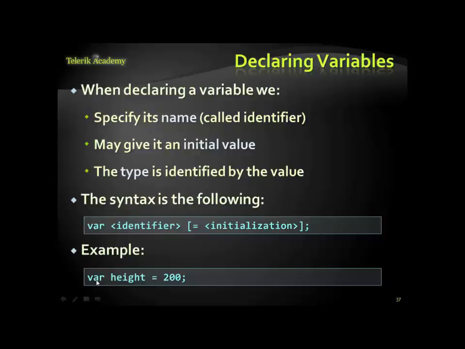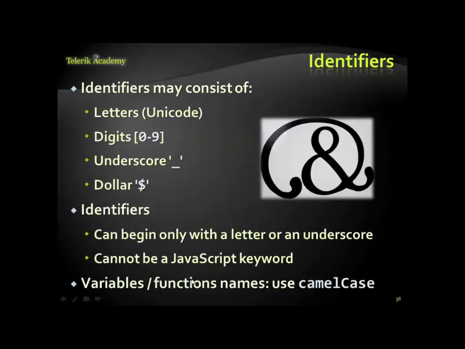As you can see here, the var, we put a variable called height, and we set its value to 200. Identifiers can be letters, underscores, numbers, digits, the dollar sign, and it's not exactly true that it can begin only with a letter or underscore. It can also start with a dollar sign, and this is used, of course, in jQuery.